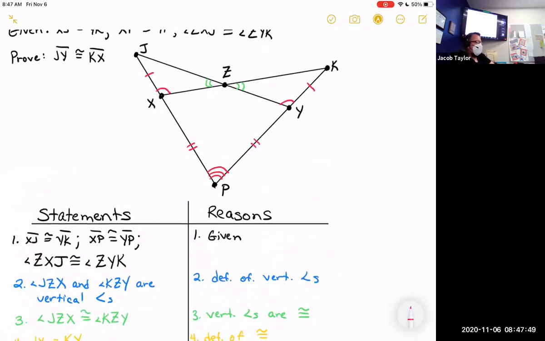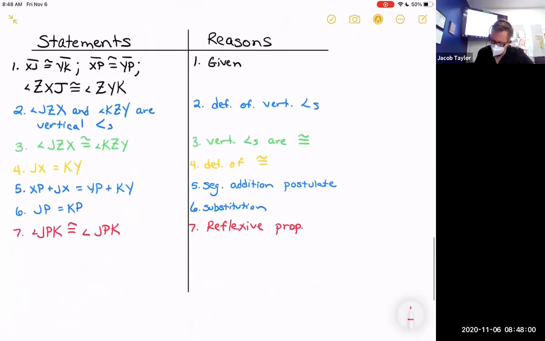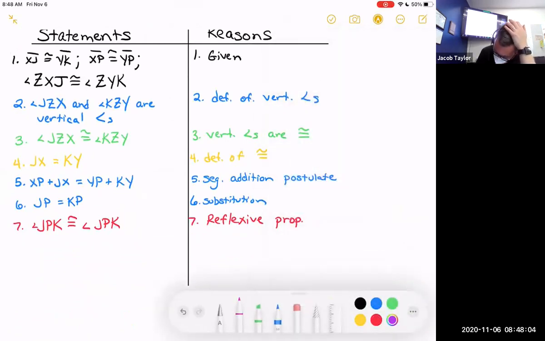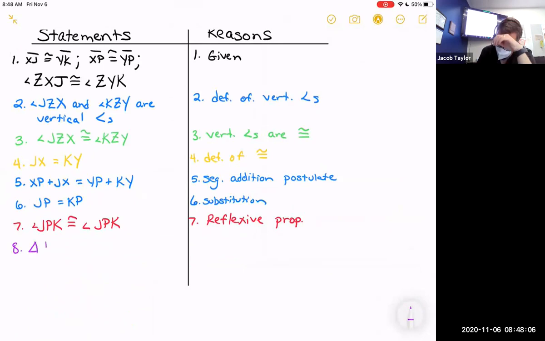Before you get into any angles, we do have a pair of triangles right now we could say are congruent. Yeah, we can prove JZX and KZY are congruent. How do we know that? Yep. Triangle JZX is congruent to triangle KZY. You even said them in the right order. You're so smart. And that's angle side angle.